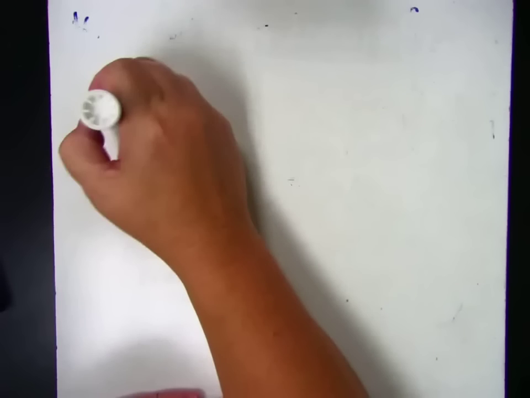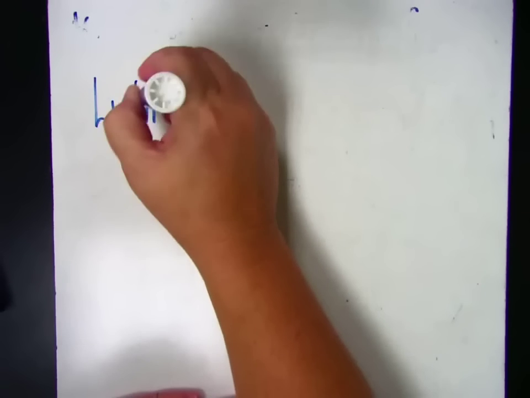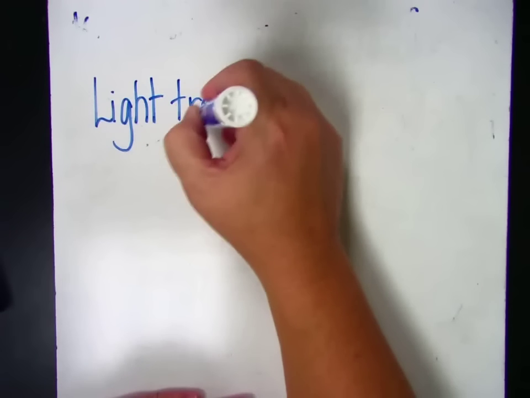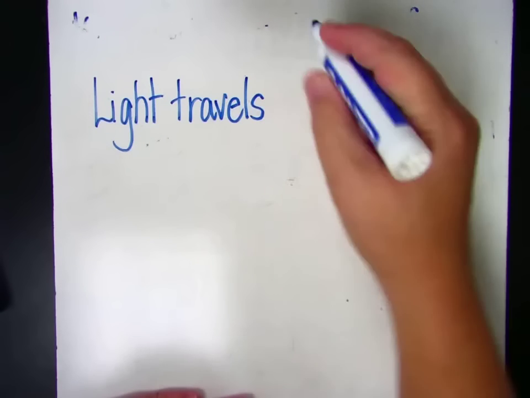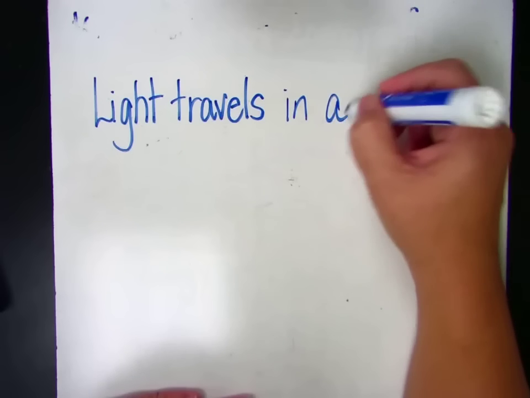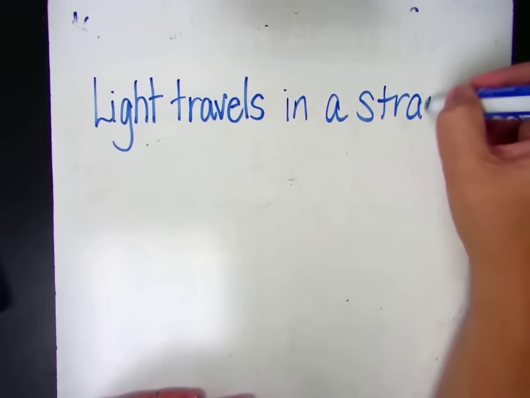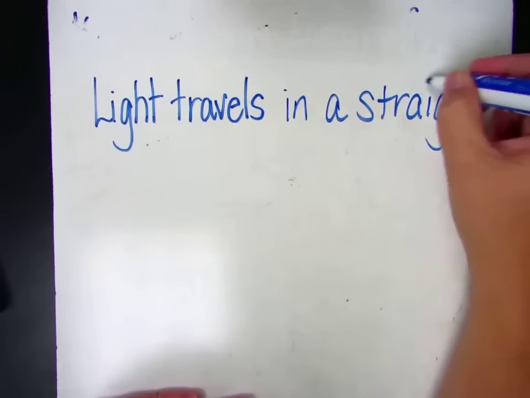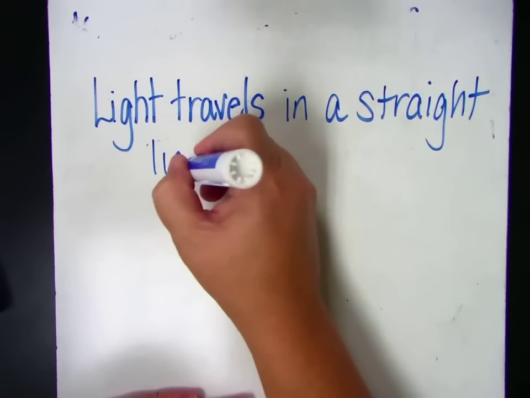Now we're going to talk about light energy. What we need to know about light energy is light always travels in a straight line. And the reason that we know this is because we can see the stars at night. So light travels in a straight line. If it did not travel in a straight line, we would not see the stars.